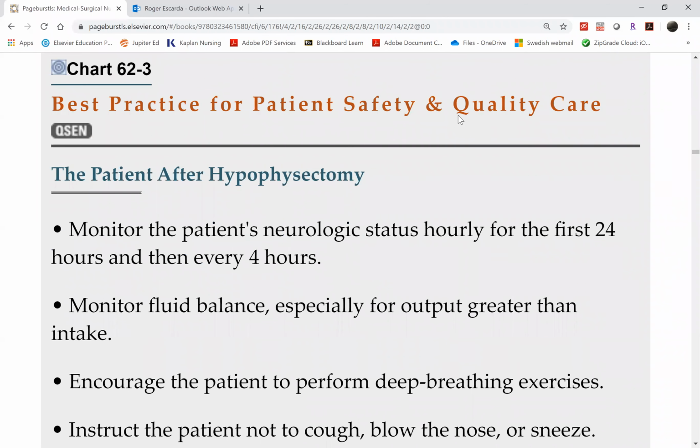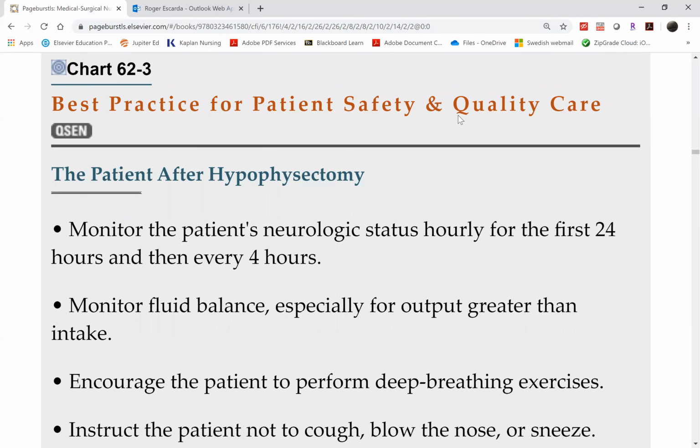So there are two possible approaches here. Rarely done is an open craniotomy, meaning they'll drill a hole, crack your skull open and then remove the pituitary gland that way, or the adenoma on it. Or they go through the nostril.